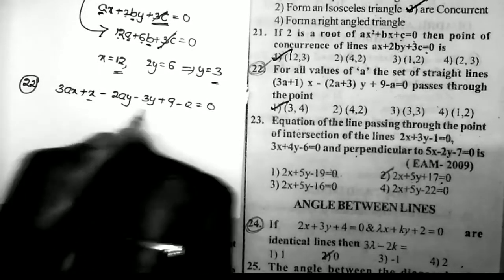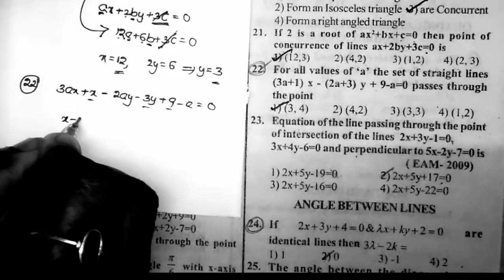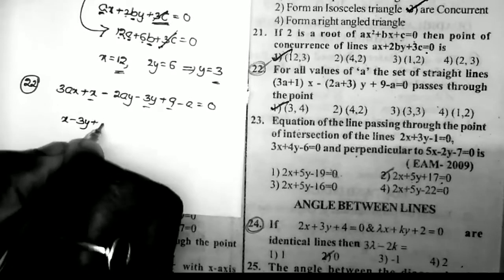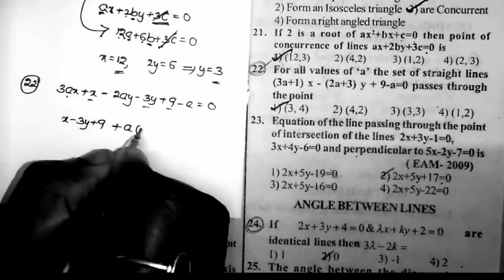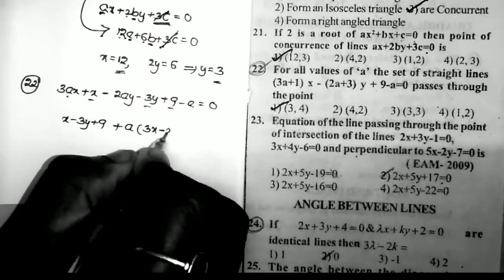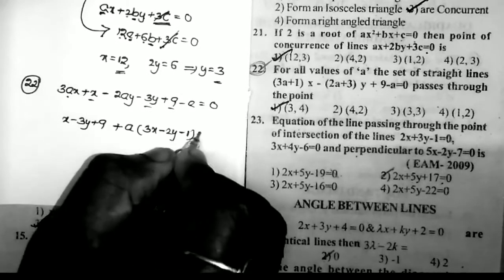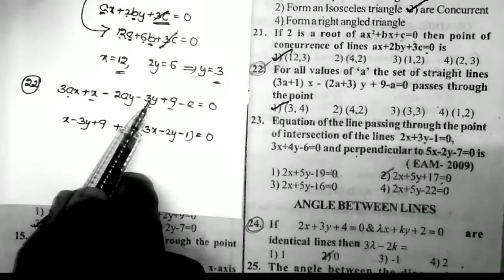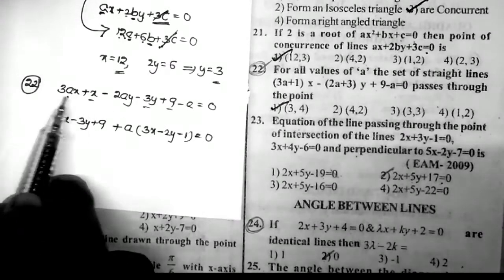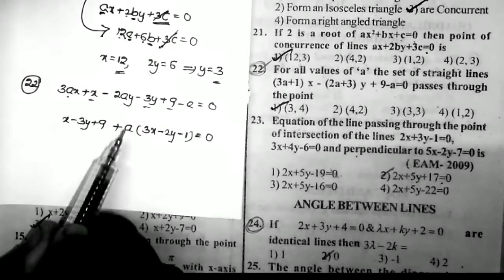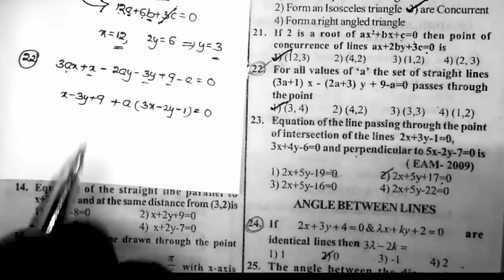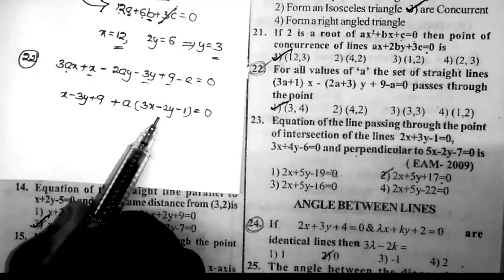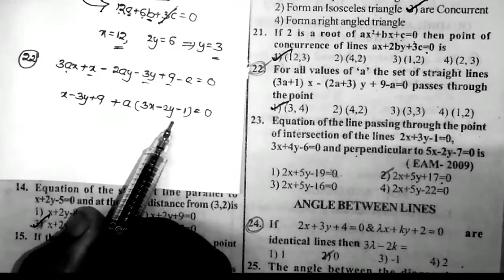Now first writing the terms without a: x minus 3y plus 9, plus, next writing the remaining terms by taking a common: a times (3x minus 2y minus 1) is equal to 0. First we take the x, y and constant values. Next we take the remaining three terms by taking a common. Now clearly this equation is in the form L1 plus lambda L2 equal to 0, which means it represents a family of concurrent lines.